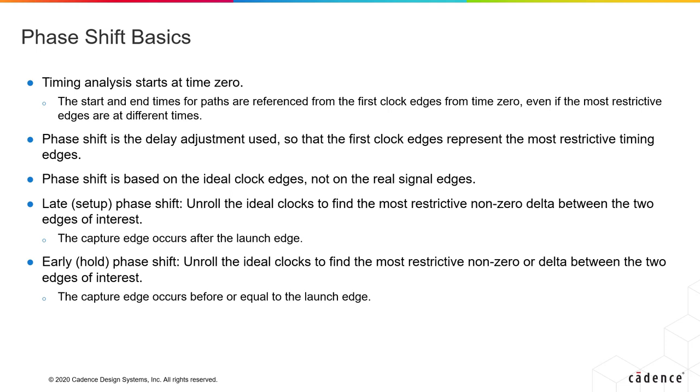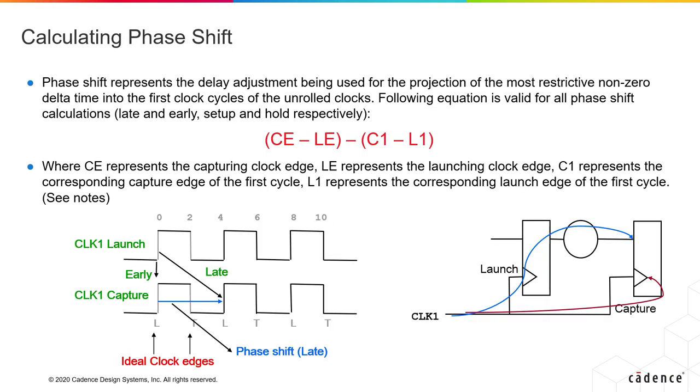There is a simple equation that works to calculate phase shift for both setup and hold. The way it works is to identify the most restrictive launch and capture edges. Then identify the first capture and launch edges from your first cycle. Once you know those 4 edges, you plug the time units at which they occur into the equation CE minus LA minus C1 minus L1, and this will give you your phase shift value.